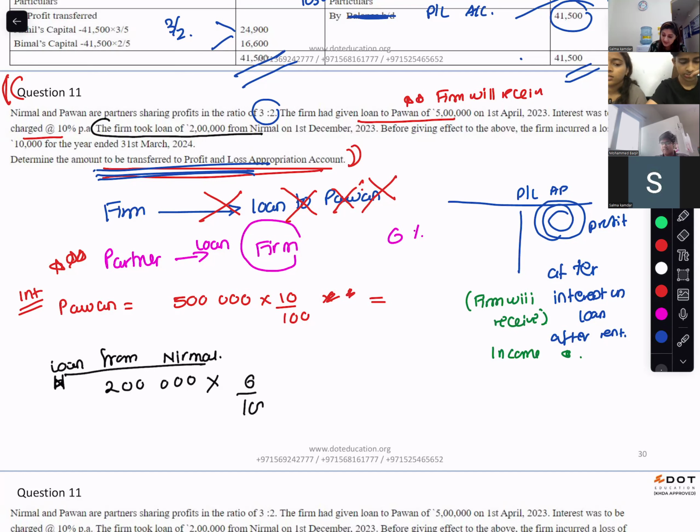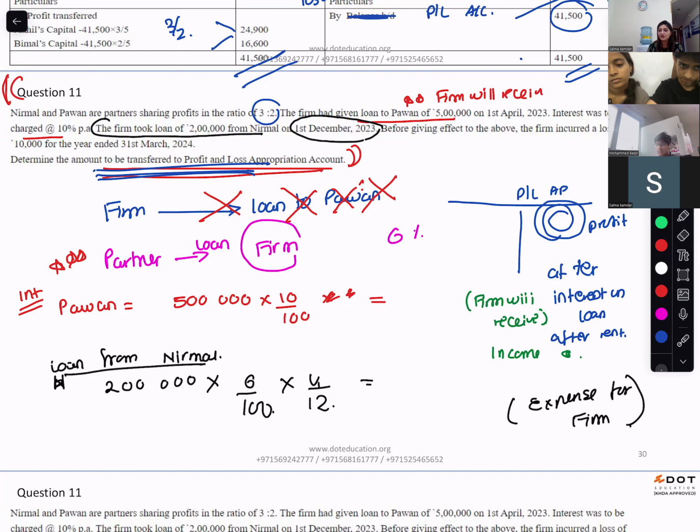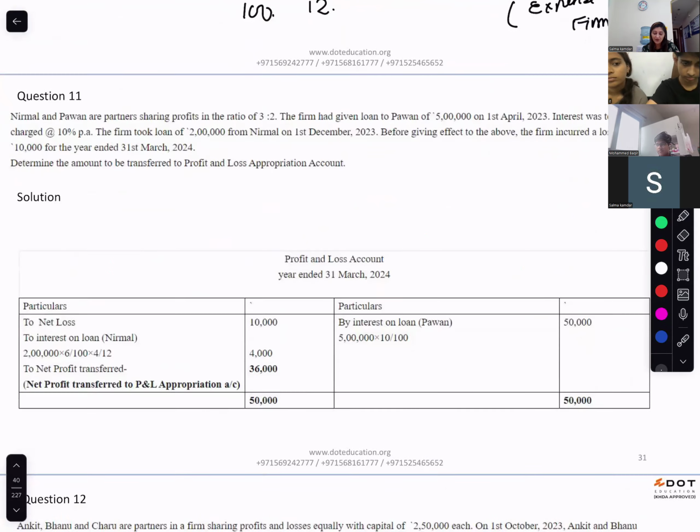Very good. When was this loan given? 1st December 2023. So 4 months: December, January, February, March. So into 4 by 12. Are you with me? Yes. So I have one expense for the firm and I have one income for the firm. Are you with me? Yes. The firm has a loss of how much? 10,000.